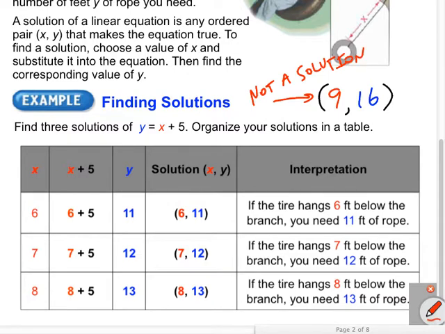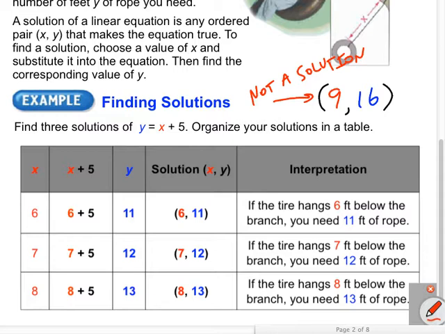Sometimes they'll give you an ordered pair or a coordinate and ask, is this a solution to the equation? The way you check is you substitute into the equation, and if it's true, you'll get back a value that's equal. My equation will balance. If I substitute my x, I'll get back the correct y. You guys saw right away that if I put in 9, I don't get back 16, do I? So this is not a solution.